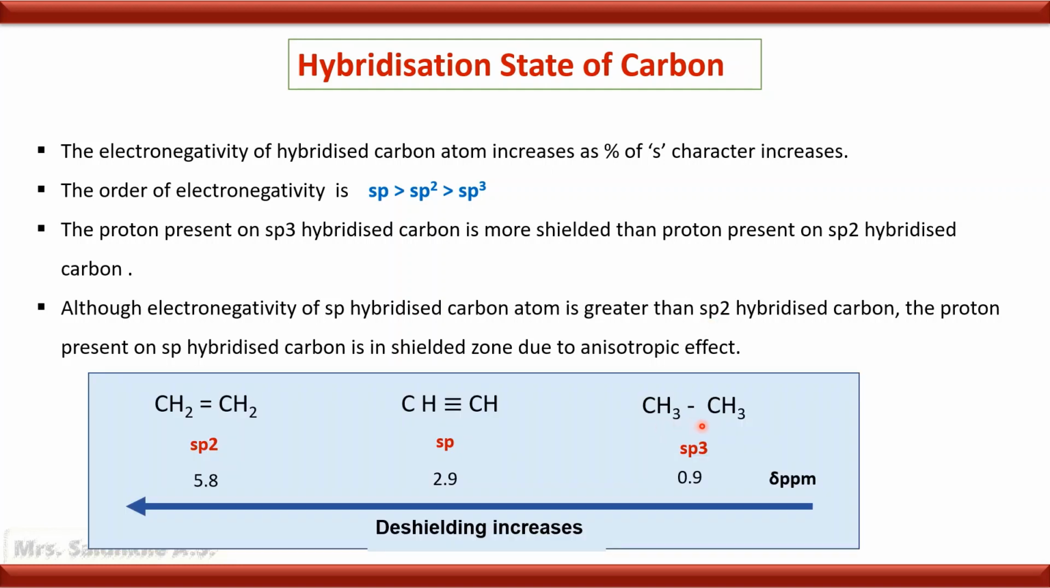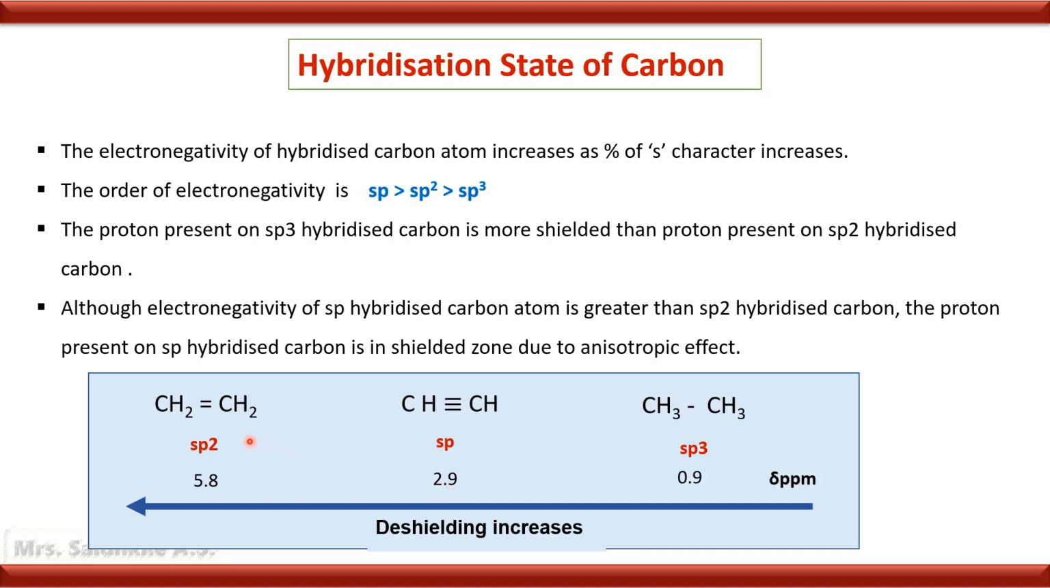In case of ethane, carbon atoms are in sp3 hybridized state, and sp3 hybridized carbon is less electronegative. Therefore, protons present on sp3 carbon are shielded protons, and the chemical shift value is 0.9 delta ppm. In case of acetylene, the carbon is in sp hybridization state and the proton is present in shielded zone due to anisotropic effect, and its chemical shift value is 2.9.